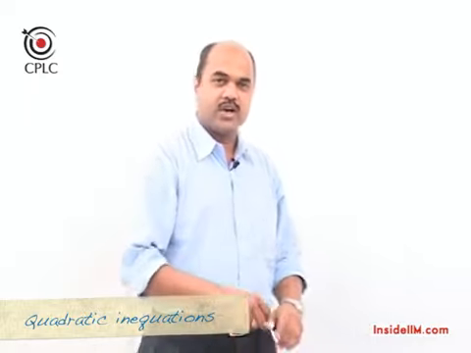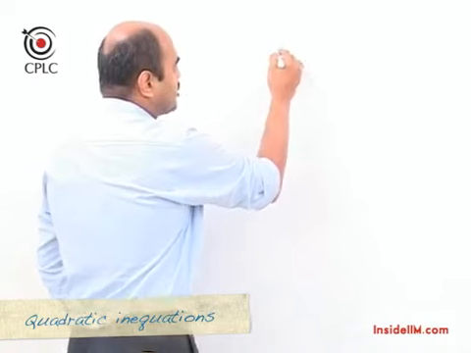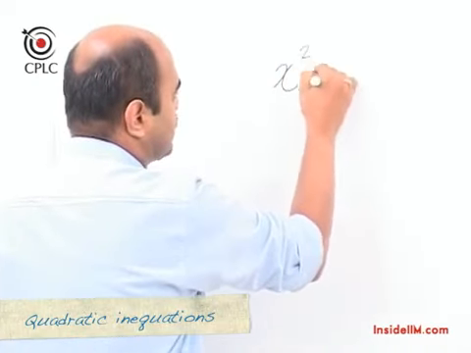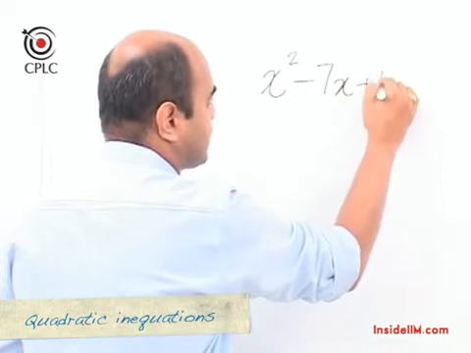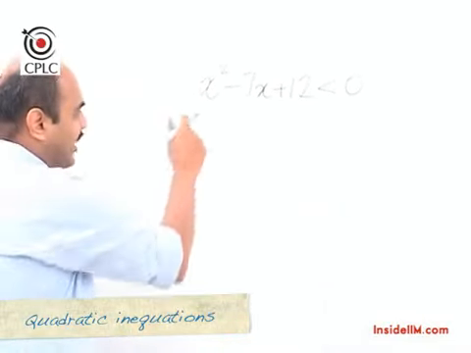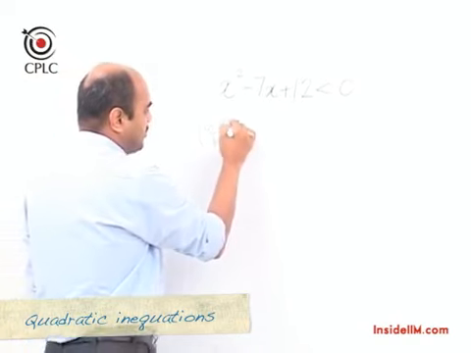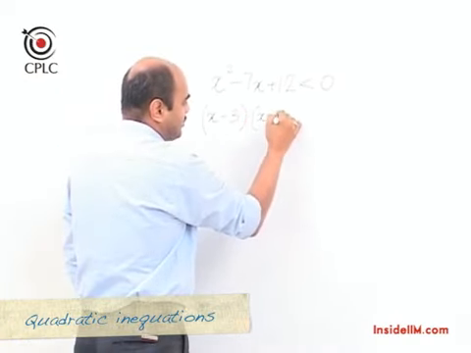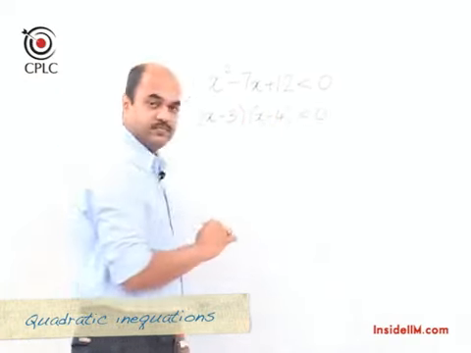Let's move on to quadratic inequations, and let's try and understand quadratic inequations with some examples. Suppose we have a quadratic inequation which says x square minus 7x plus 12 is less than 0. We can factorize this and say (x minus 3) into (x minus 4) is less than 0.